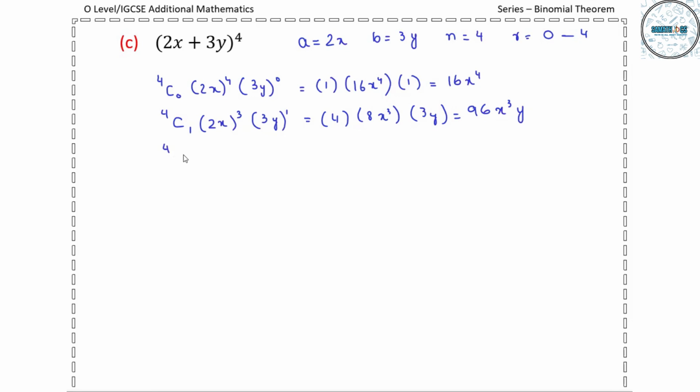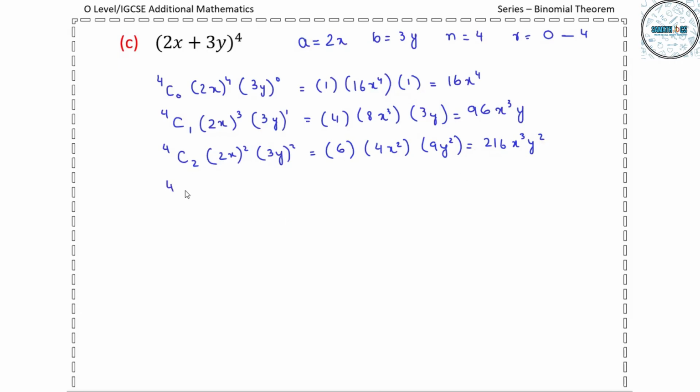Next term, 4c2, 2x with power 2, 3y with power 2 is equal to 4c2 is 6, 2x with power 2 is 4x squared, 3y power 2 is 9y squared. So the final result is 216 x squared y square.